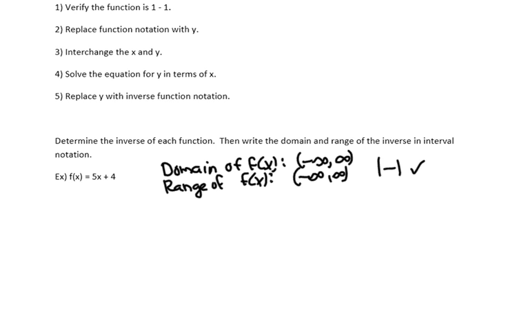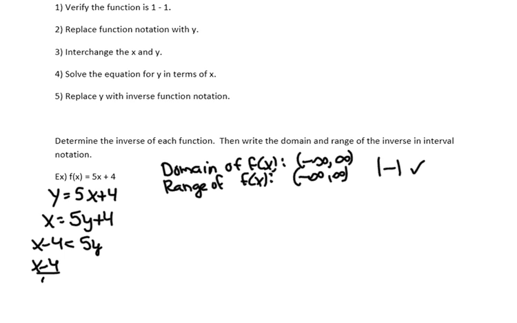Now I'm going to replace the function notation with y. I'm going to interchange the domain and the range. And notice I'm going to solve this equation for y, so subtract the 4 and divide by 5. Again, notice it's still a line. Now I'm going to replace the y with inverse function notation. So that's this.